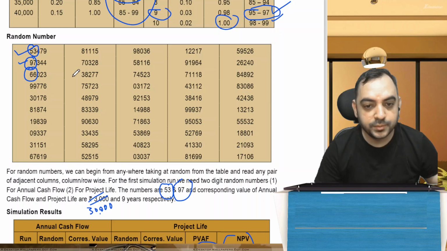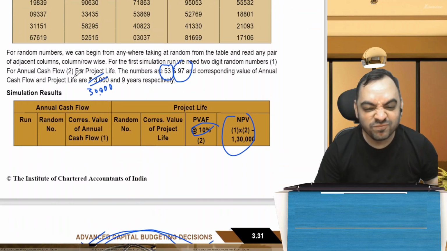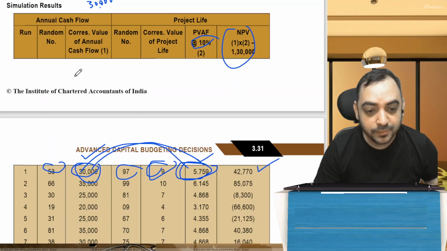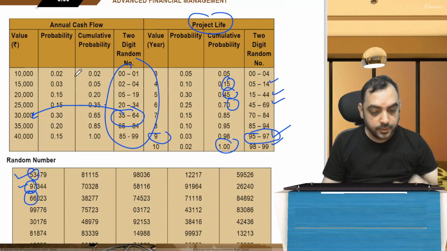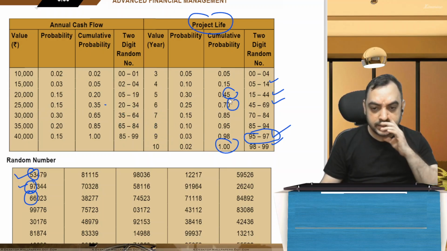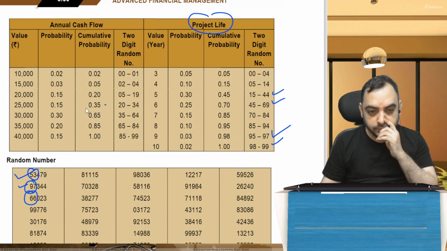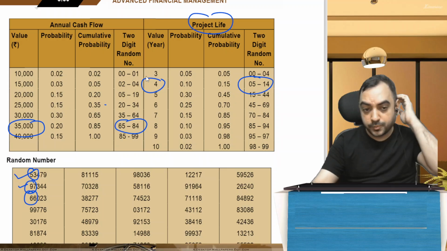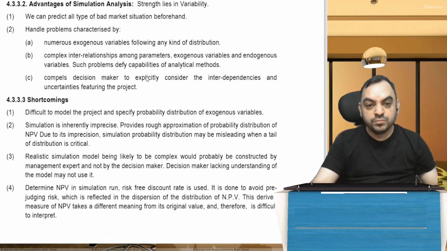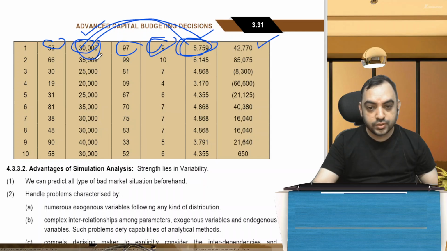The 10 seems not to be here anywhere, but they have taken it. Anyway, 66 and 10. So what is the corresponding one? Go to the table. Where is 66? 66 is in 65 to 84, so the cash flow is 35,000. And 10 for life; 10 is in 5 to 14, so life is 4 years. So 35,000 and 4.